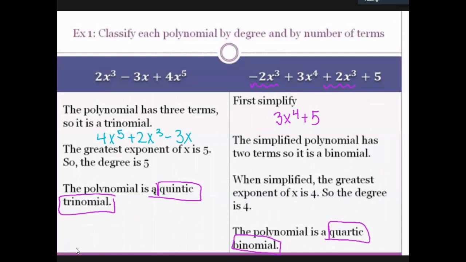In number 1, you have a quintic trinomial because it's degree 5 and has 3 terms. When you classify them, you're classifying in 2 ways, by degree and number of terms. In number 2, we have a quartic binomial because we have 2 terms with degree 4 as the highest power.